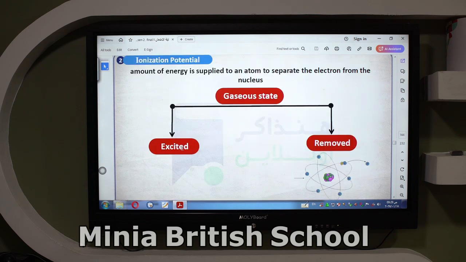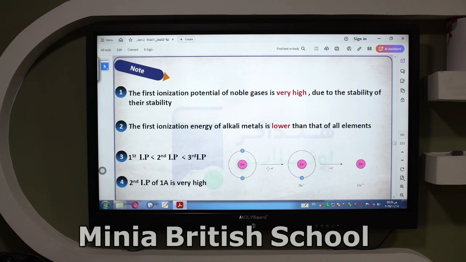Okay, let's differentiate between ionization potential about an excited atom and a removed electron. If we have an atom and we give this atom some amount of energy, but this energy is too small, it will be an excited atom. But if this energy is sufficient to make the electron get free or removed from the atom, so it's lost and the atom changes into a positive ion, it will be removed. So it depends on the amount of energy gained by the electron, by the way.